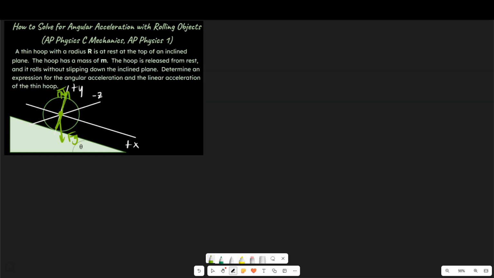And the last force we have to deal with is going to be the frictional force, and that will also apply right at the point of contact with the ramp. So I'll label this as generalized friction.